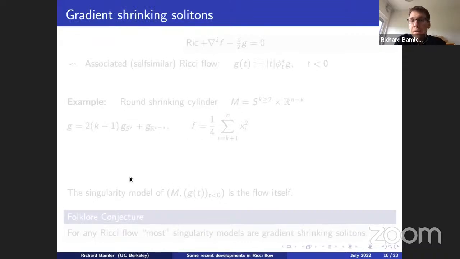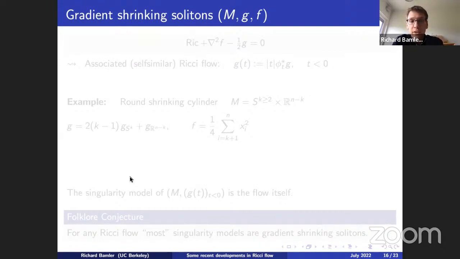Well, luckily, there are some very clear candidates for singularity models in higher dimensional Ricci flows, and these are called gradient shrinking solitons. So a gradient shrinking soliton is given, so let me spend the slide explaining what a gradient shrinking soliton is.